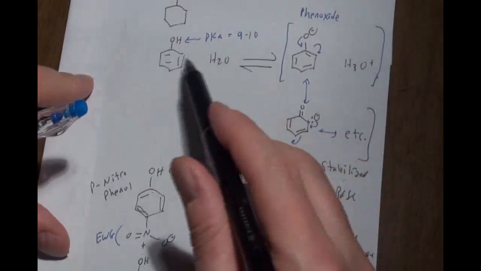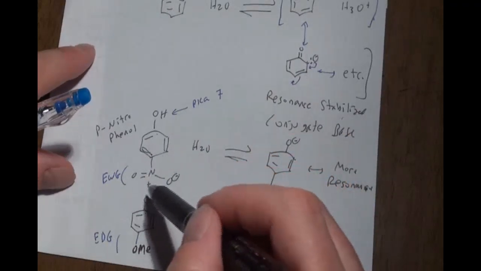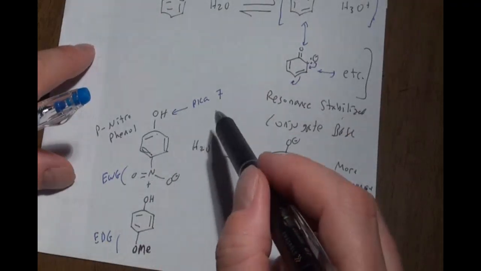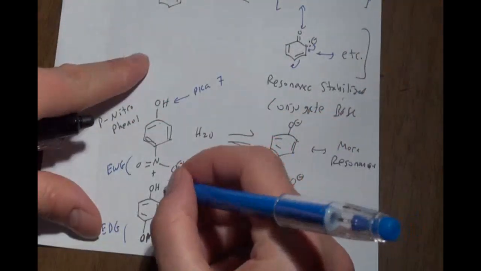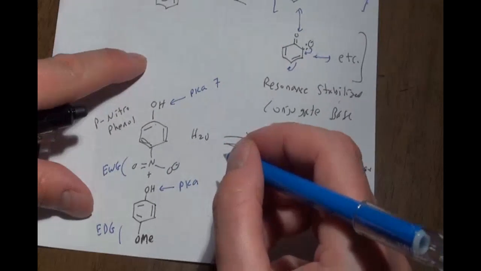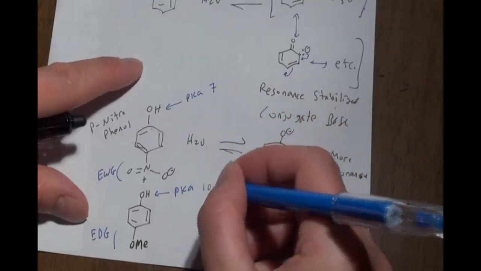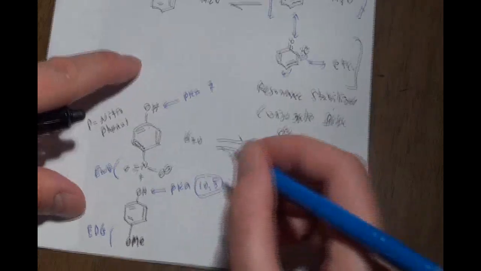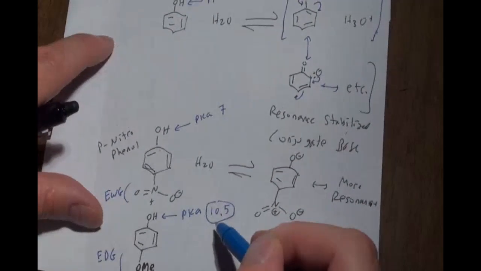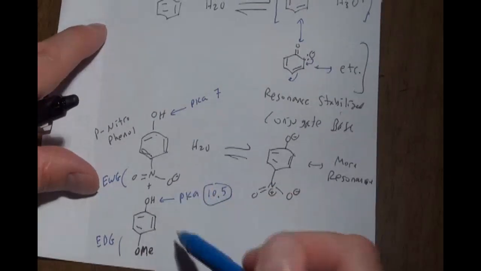Because initially we had normal phenols, pKa 9 or 10. Now we have an EWG, electron withdrawing group, and it's around 7. So this should maybe have the opposite effect, and it does. The pKa of this is about 10.5, I think, or something like that. So it's definitely less acidic than the para-nitro, and it's less acidic than the starting phenol.